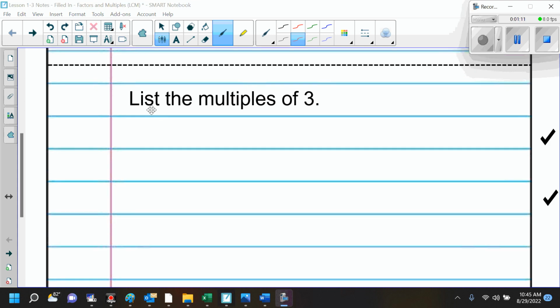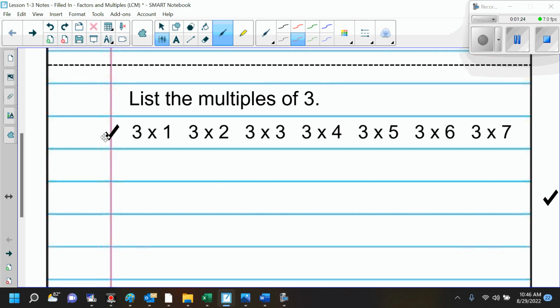So here you're going to write down, list the multiples of 3. Now multiples, once again, is a number times another number that gives you a product. Okay, that product is the multiples. So if I want the multiples of 3, I'm going to do 3 times 1, 3 times 2, 3 times 3, 3 times 4, and so on. Is everybody clear with that?